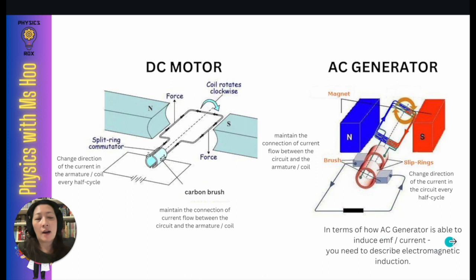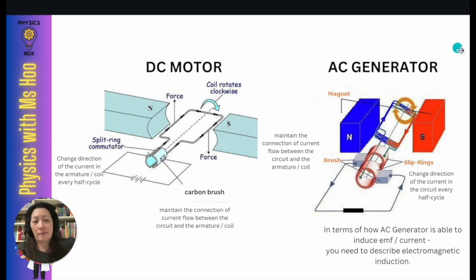In terms of how the AC generator is able to induce EMF or current, you need to describe electromagnetic induction. You don't have to talk about what's going on in the slip rings and the circuit; that's normally not what they ask. You need to describe how the wires are able to induce current, which is basically explaining how when the wire cuts across the magnetic fields, this induces current. And the direction of the current is because the wire and the magnetic fields are at right angles to each other, which causes the current to flow in the wire.